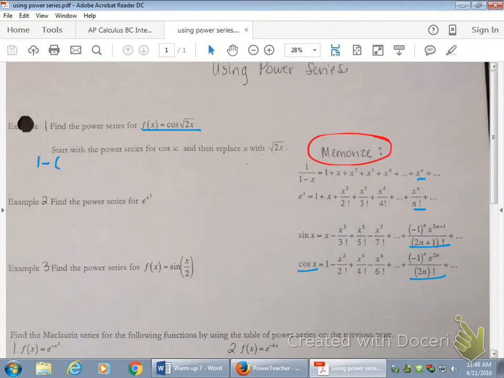So 1 minus square root of 2x squared plus square root of 2x to the fourth. And then the pattern would continue. And then if I write the formula, I still just take the square root of 2x and plug it in the place of x.